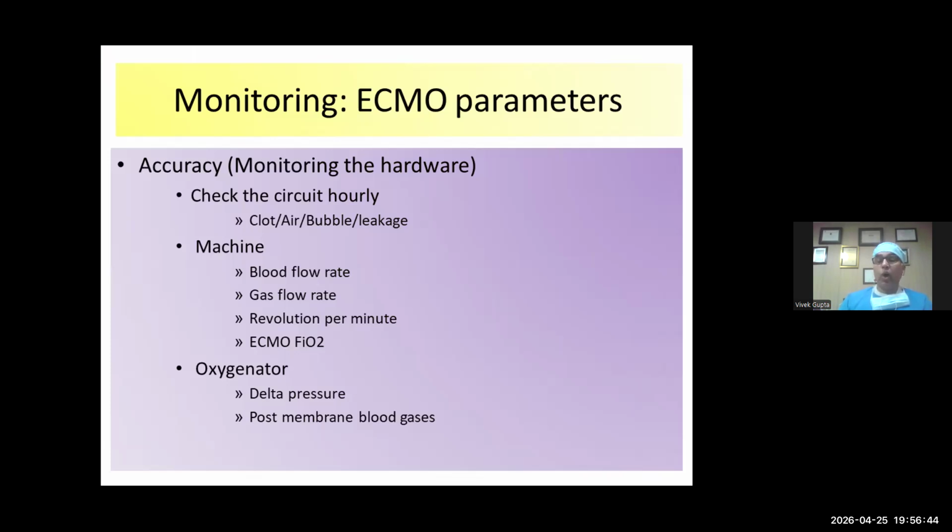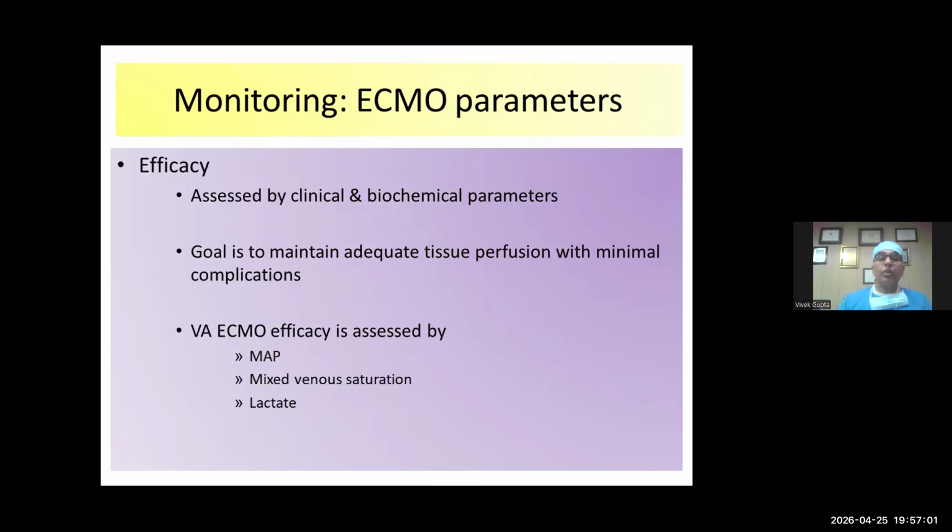Look at the oxygenator. You have to look at the pre-oxygenator pressure. There's a drop after the blood passes through the oxygenator. That's called delta pressure. The trend of those pressures needs to be monitored, and you should check the post-membrane blood gases to see whether adequate oxygenation is taking place. Efficacy, you assess by clinical and biochemical parameters to see that your ECMO is working very well. The goal is to maintain adequate tissue perfusion with minimal complications.